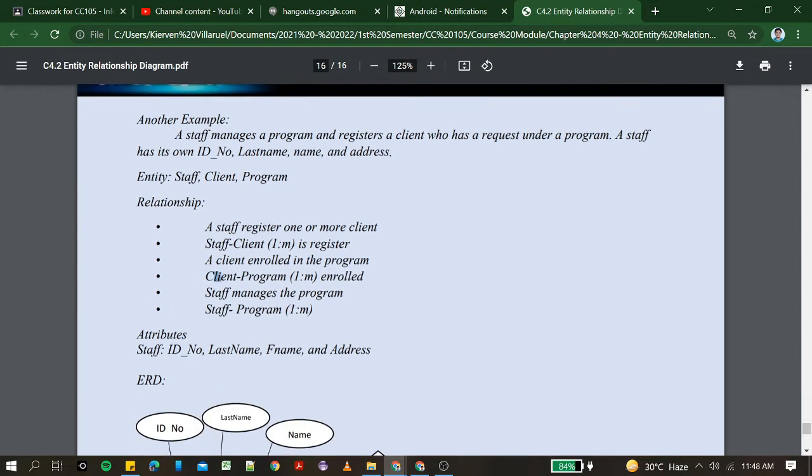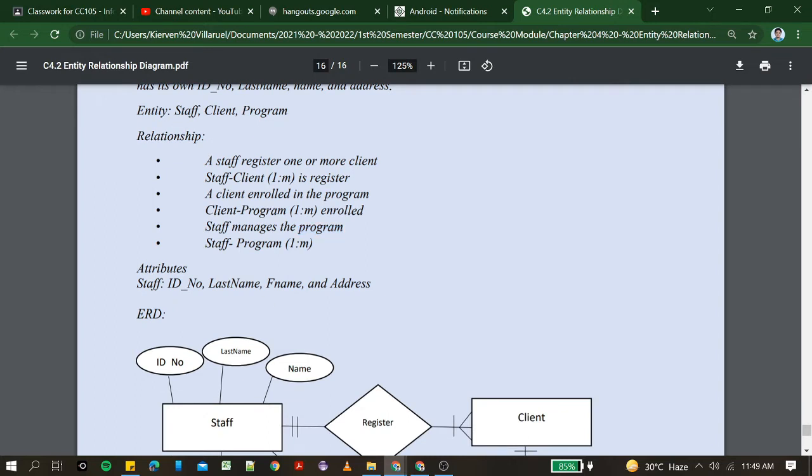So, one client to program, client to program relationship. A client can enroll in the program. Then we have the staff manages the program. So that is a one-to-many relationship.